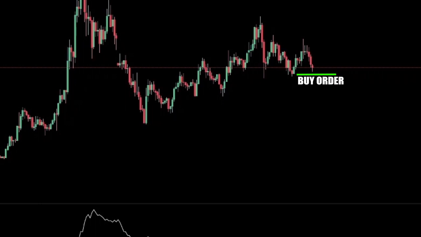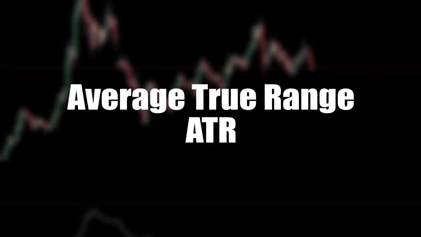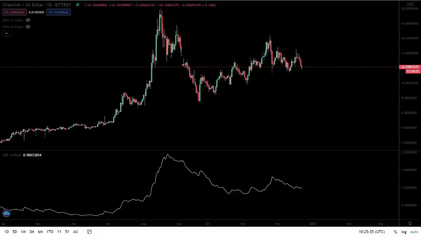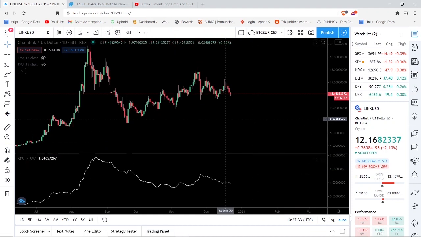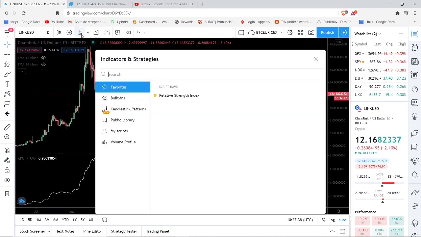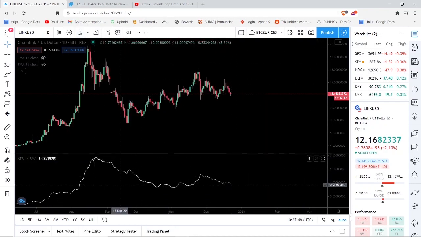One way you can do that is by using the average true range indicator, also known as ATR. The average true range is a volatility indicator that shows how much an asset moves on average during a given period of time. If you are using TradingView, you need to go to this icon FX and click on it and search for ATR, then click on average true range, and when you do that, it should appear at the bottom of your chart.